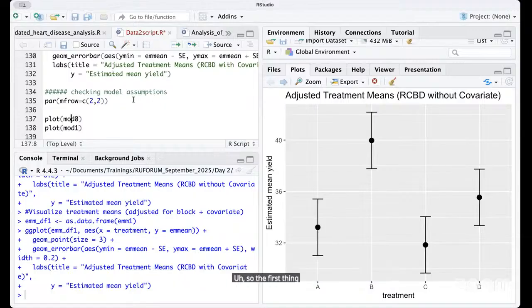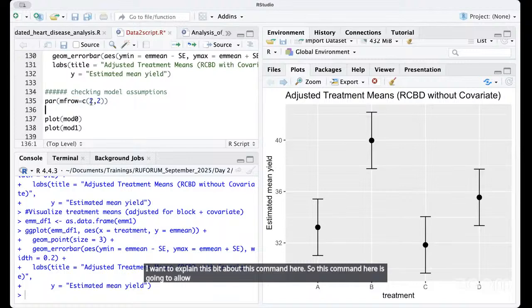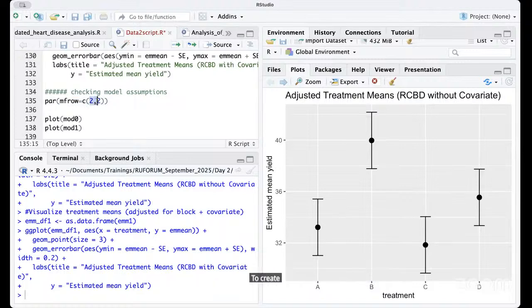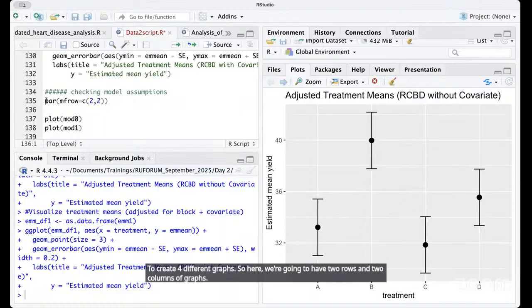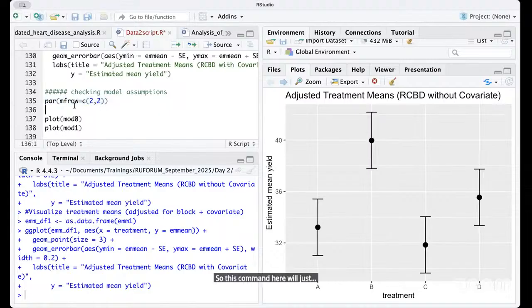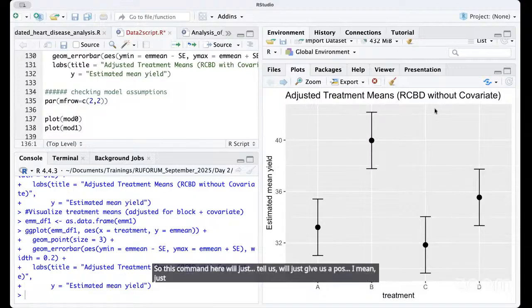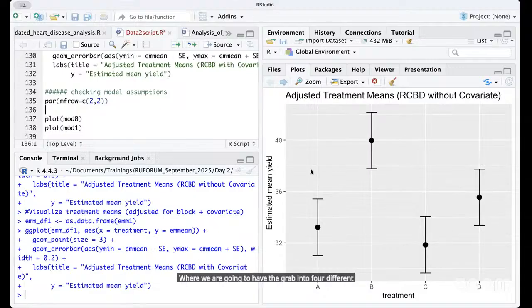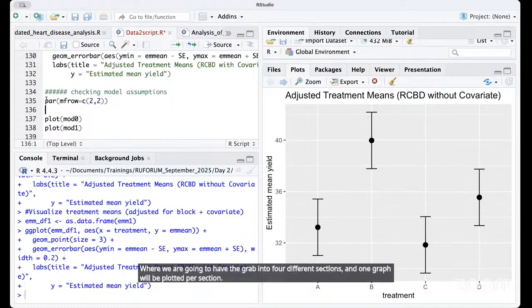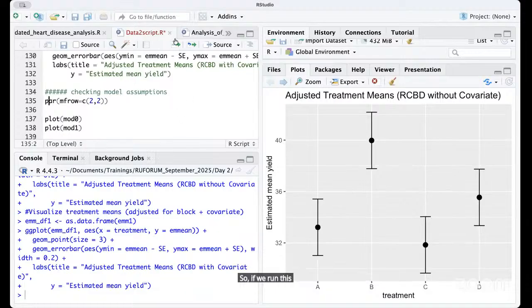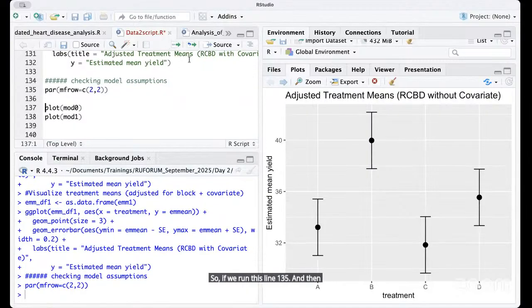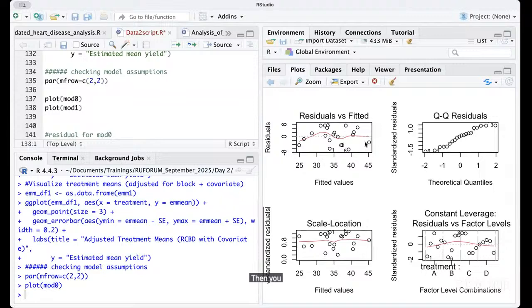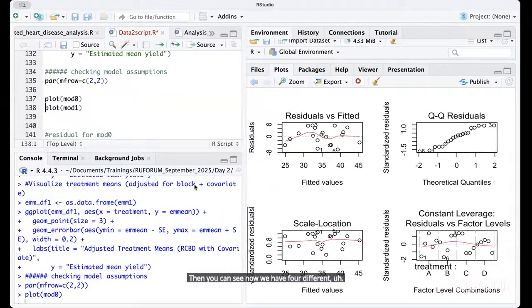So the first thing that I want us to do is explain this bit of this command here. This command is going to allow us to create 4 different graphs. Here we're going to have 2 rows and 2 columns of graphs. This command will just break up where we're going to have the graph into 4 different sections, and 1 graph will be plotted per section. So if we run this line 135, and then we run the plot, you can see now we have 4 different graphs.